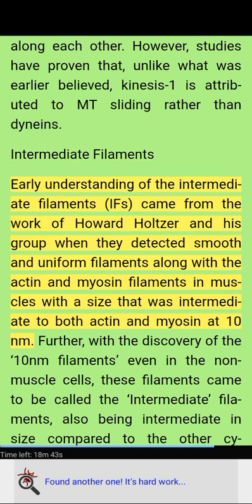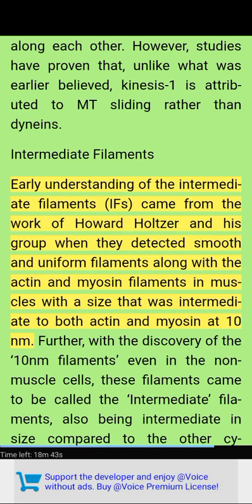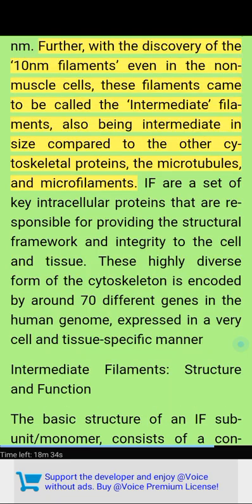Intermediate filaments. Early understanding of the intermediate filaments, IFs, came from the work of Howard Holtzer and his group, when they detected smooth and uniform filaments along with the actin and myosin filaments in muscles, with a size that was intermediate to both actin and myosin, at 10 nanometers. Further, with the discovery of the 10 nanometer filaments even in non-muscle cells, these filaments came to be called the intermediate filaments, also being intermediate in size compared to the other cytoskeletal proteins, the microtubules and microfilaments.